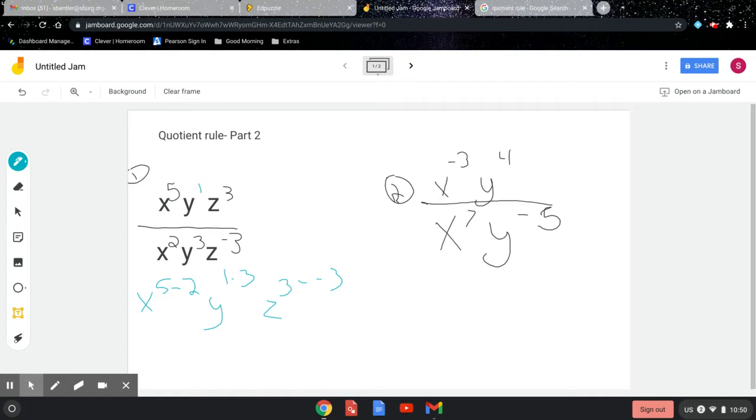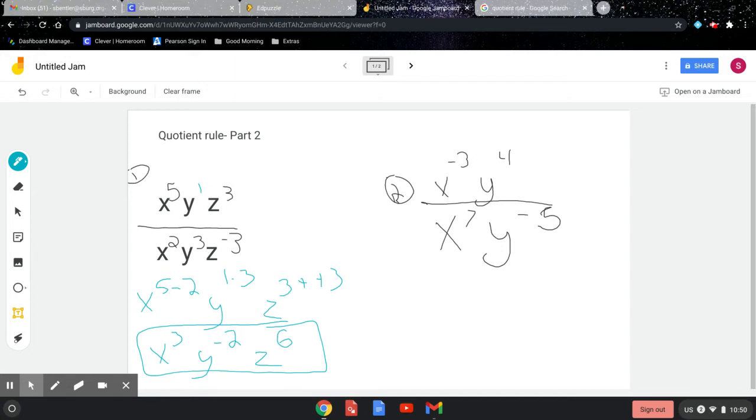Then we're going to just simplify. We're going to have x: 5 minus 2 is 3. Then I have my y's: 1 minus 3 gives me negative 2. And my z's, I have minus a negative. So that minus a negative turns to a plus. 3 plus 3 gives me 6. And that's my answer.